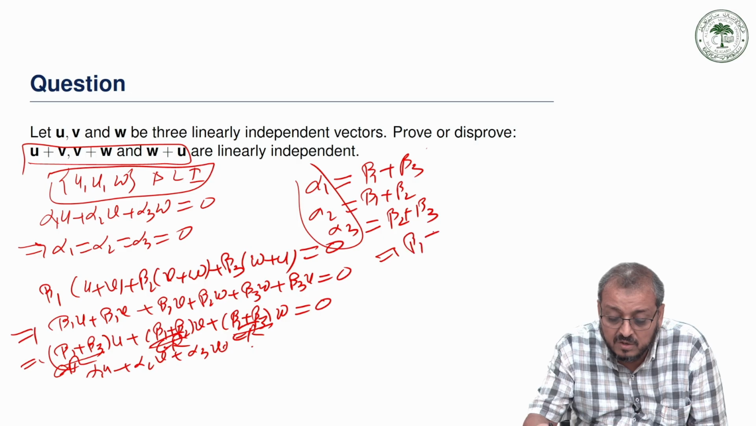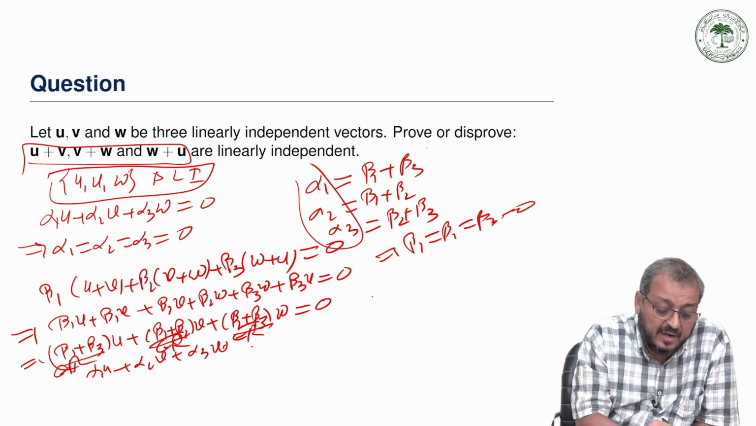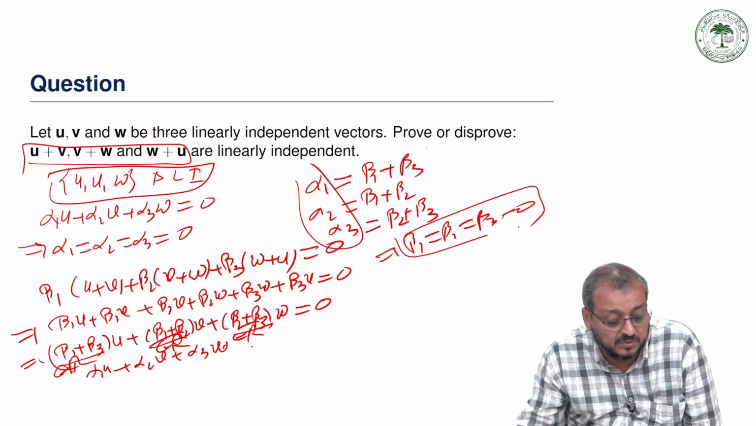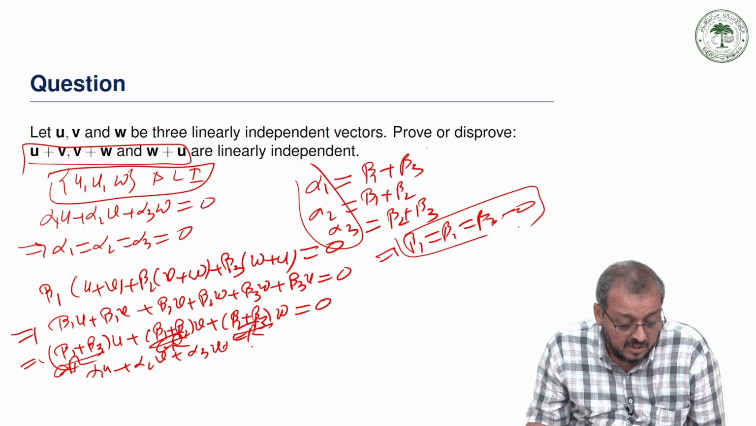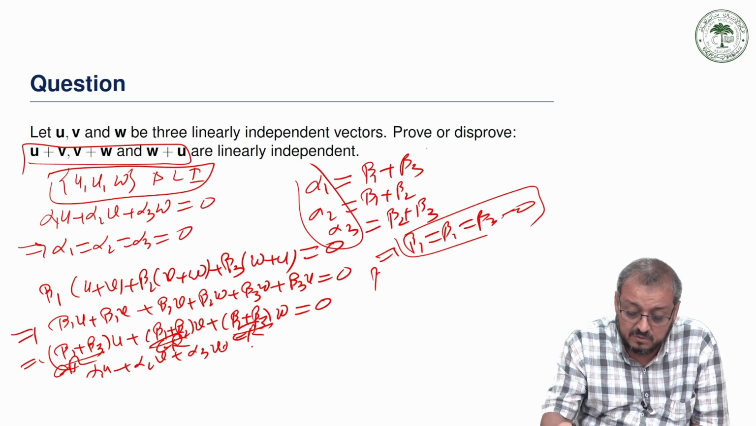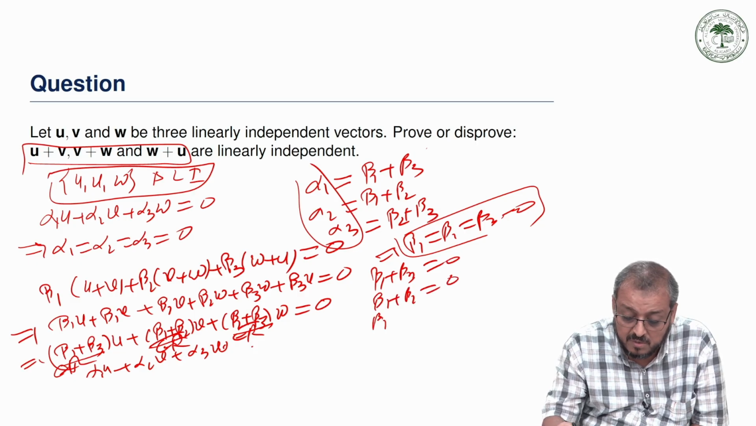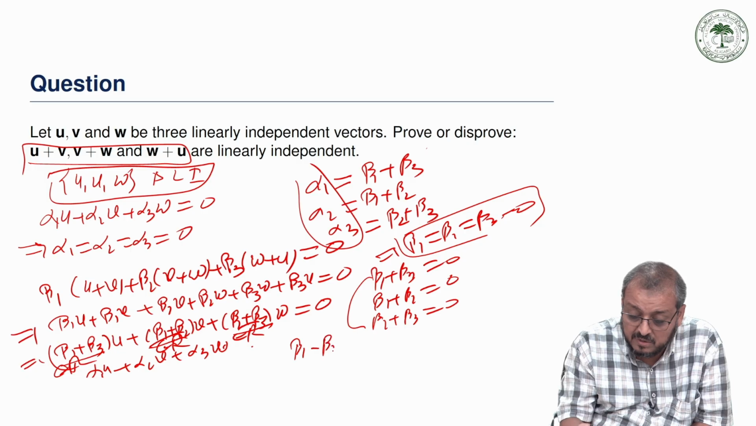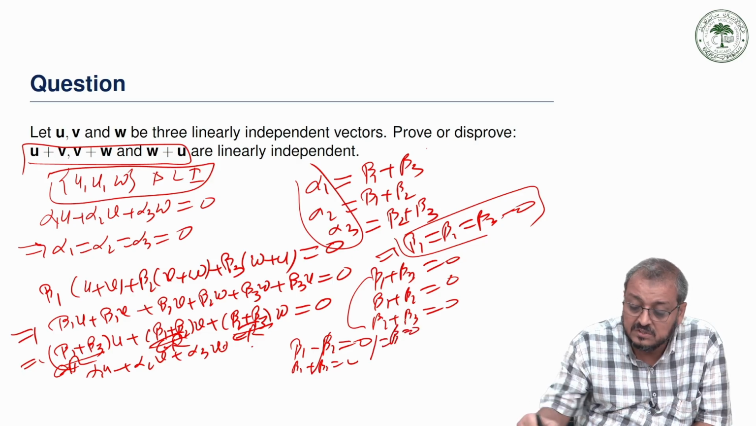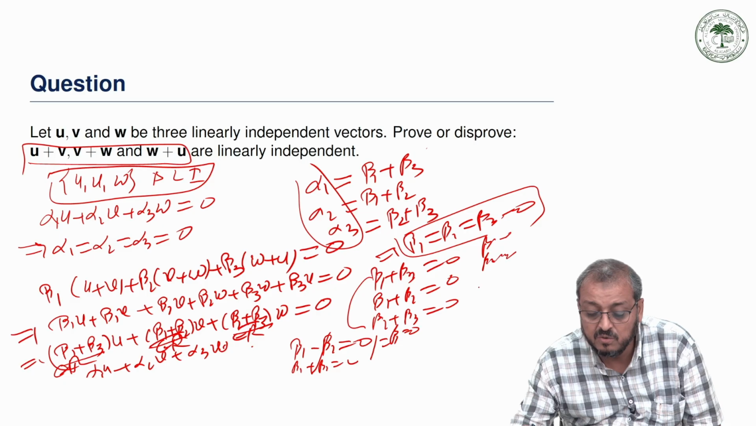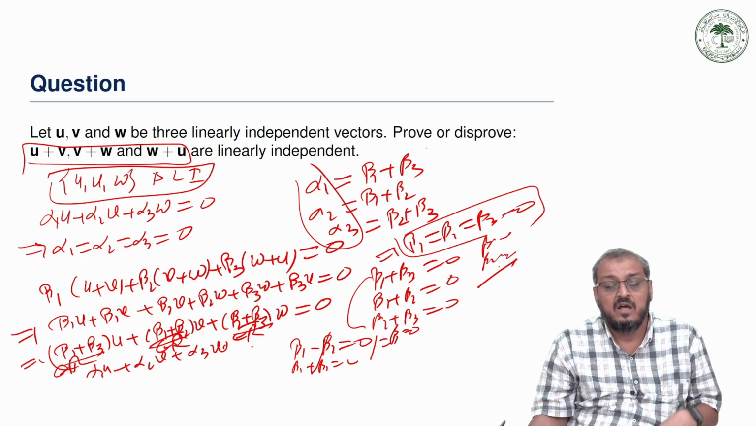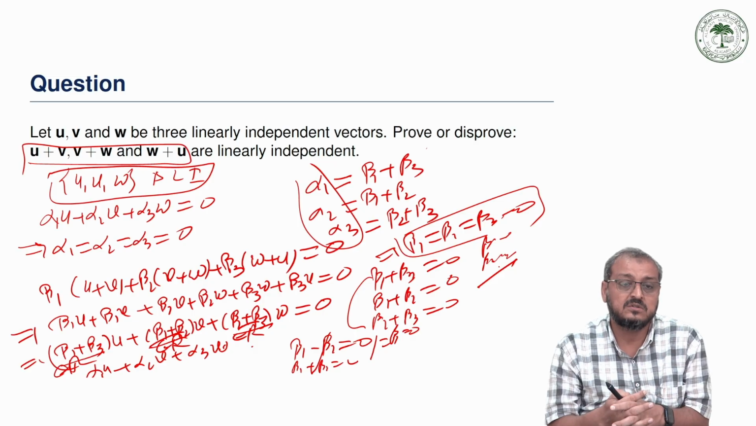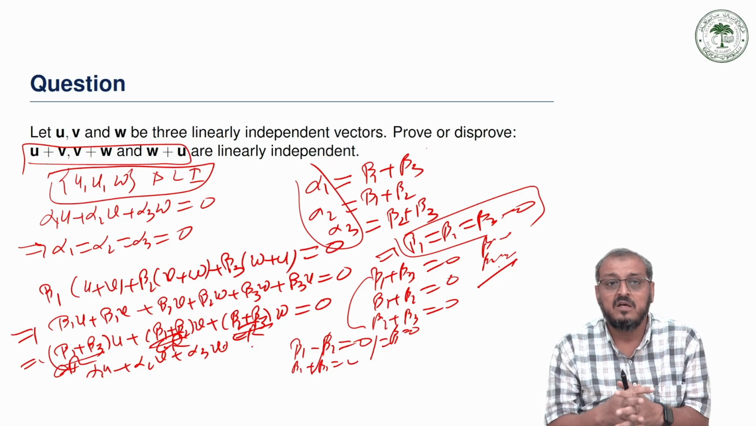So, we have beta 1 plus beta 3 equals 0, beta 1 plus beta 2 equals 0, and beta 2 plus beta 3 equals 0. From these we get beta 1 minus beta 2 equals 0, and with beta 1 plus beta 2 equals 0, this implies that beta 1 equals 0, then beta 2 is 0, then beta 3 is 0. So all scalars are 0, which means that the set u plus v, v plus w and w plus u is also linearly independent.